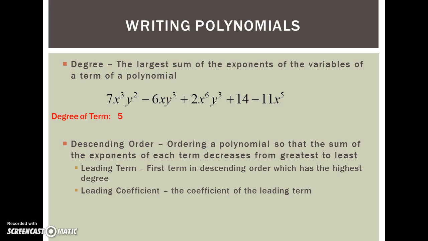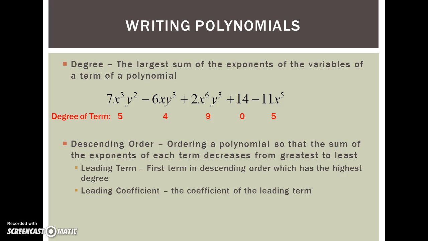In the second term, we have x to the first and y to the third. So the degree is going to be 4. The invisible ninja 1 plus 3. In the third one, it's 9. 6 plus 3. The fourth one does not have a variable, so it's a degree of 0. And the last one only has one variable, and so it's just the degree of that variable, the exponent of that variable, which is 5.